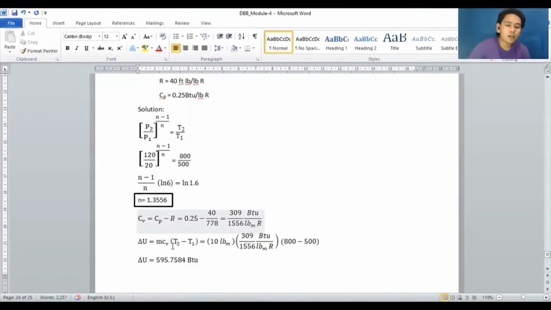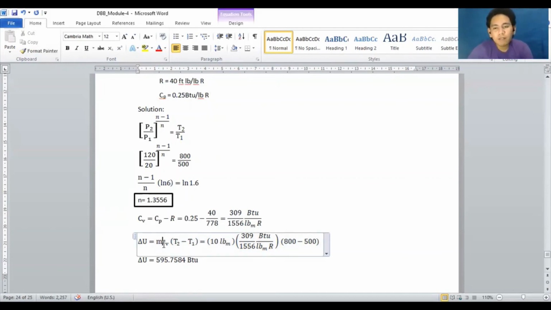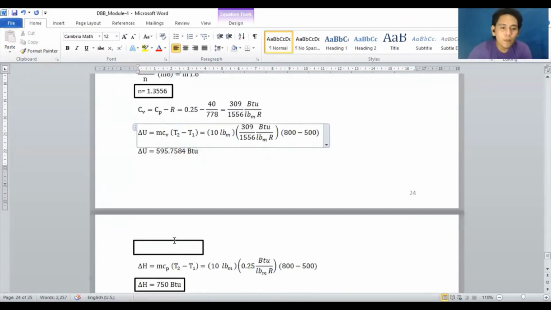Now, Cp equals Cv plus R, since the next requirement is the internal energy. Since internal energy is m Cv delta T and the only given is Cp, we need to find first the value of Cv, which is Cp minus R, which is 309 over 1556. So therefore, your delta U now is 595.7584. Now we do not solve for the value of n using PV equals mRT because we already have the value given in the problem.